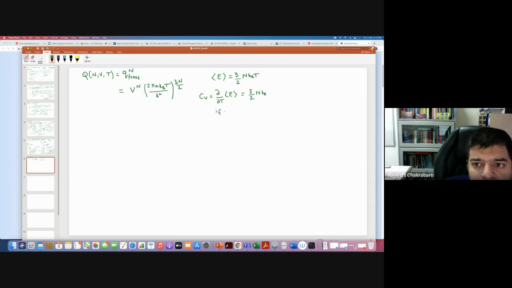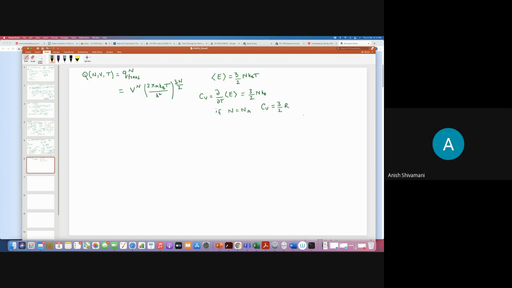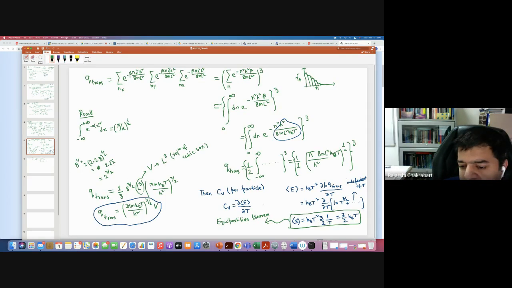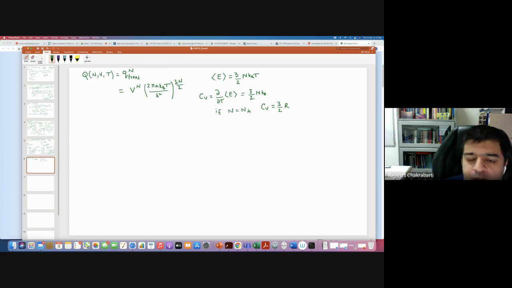Okay, if N is equal to NA, the Avogadro number, then the heat capacity is 3/2 R, you know this, so you check it. Similarly, at the single particle level you can also calculate heat capacity. That is going to be 3/2 kB, isn't it? Just put N equal to 1. It doesn't matter what thermodynamic system you actually deal with. The system is huge. Okay, this is going fine.